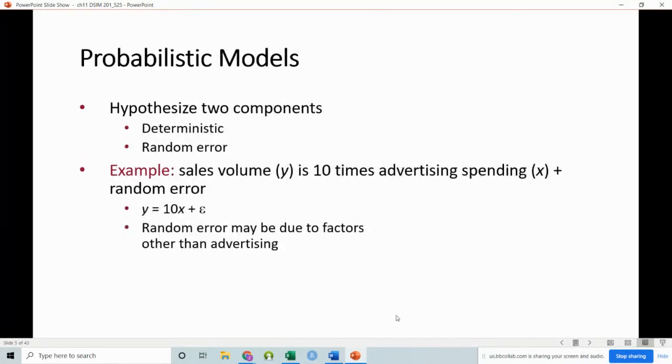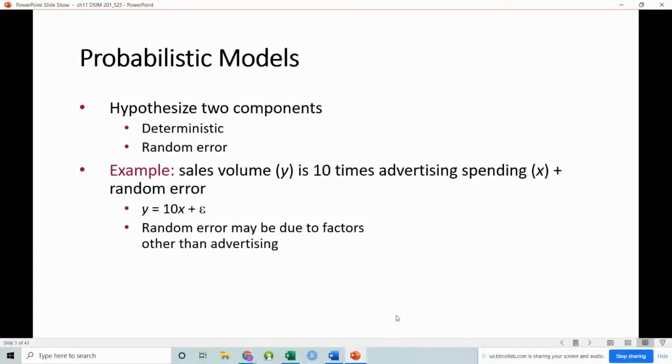Probabilistic models, on the other hand, are interested in that error term. There are many probabilistic models, and we are interested in that random error that is sometimes represented by lowercase epsilon, and other times it's represented by a lowercase e. Here we have an example where we want to predict sales volume based on the amount of advertising spending. It states that we will increase sales volume by 10 times the amount we spend on advertising, plus or minus some random error.